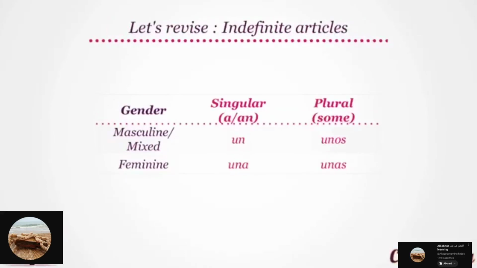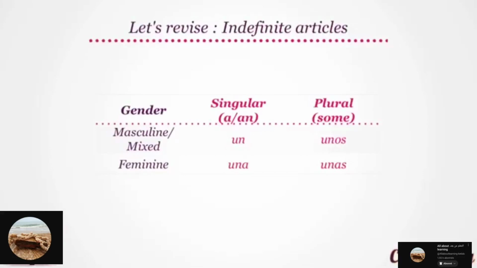With masculine or mixed noun in singular form, a or an translate as un. Try saying that, please. Un. While with masculine or mixed nouns in plural form, it becomes unos. Note that with plural nouns, we use some in English, which translates to unos in Spanish.